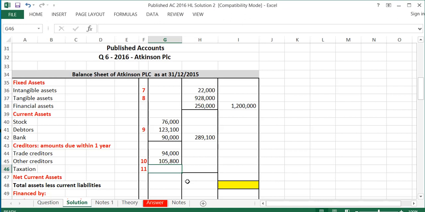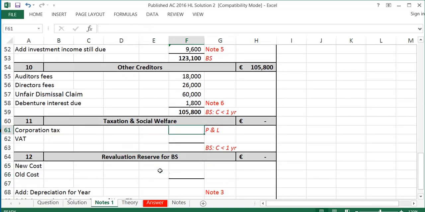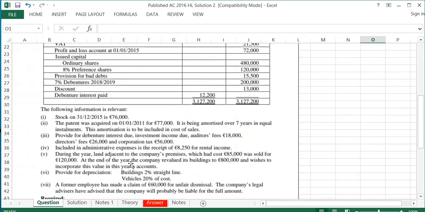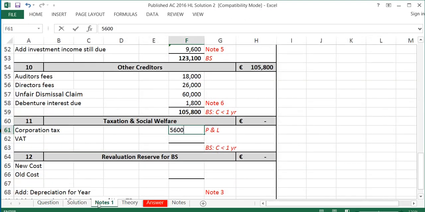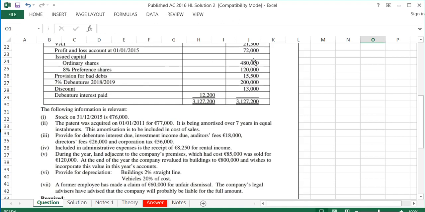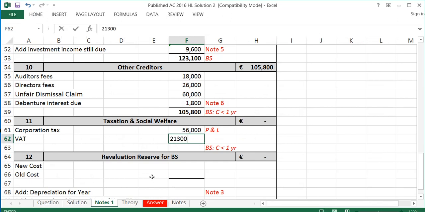And taxation, again, we need to do a note on taxation because that can't be disclosed on the face of the balance sheet. It has to be in a note. So for my taxation, there are two different types of tax. There's the corporation tax, which again was a note to the accounts. Corporation tax of 56 grand, that hasn't been paid, so that's still a liability. And VAT is coming directly from the trial balance, 21,300. So that has to go in there also, which leaves me with total tax and social welfare of 77,300.